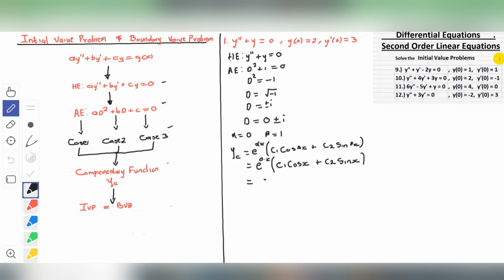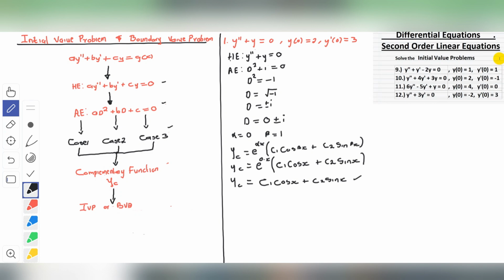So the final solution is going to be c1 cosine of x plus c2 sine of x, right? This is our yc, which is known as the complementary function. Now we are done finding the complementary function.